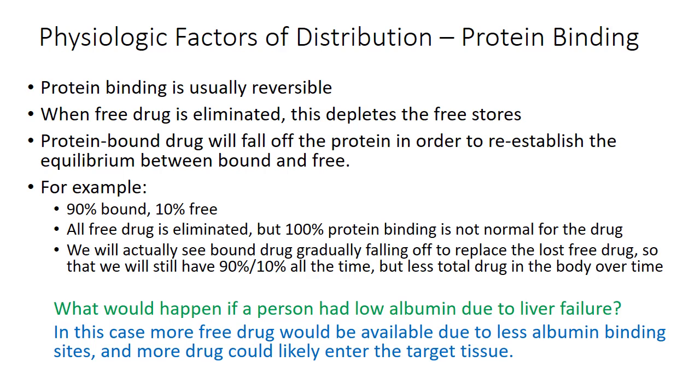So if you didn't get the chance to look at that, then please pause it and see if you can think of the answer on your own. But what would happen to a person if a person had low albumin due to liver failure? I think it's pretty easy, right? Low albumin, low protein binding, right?